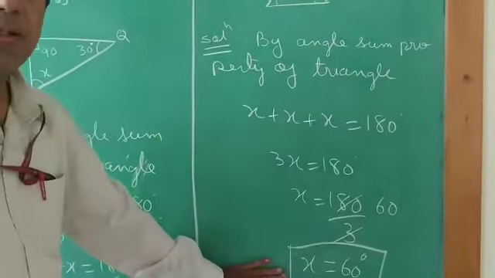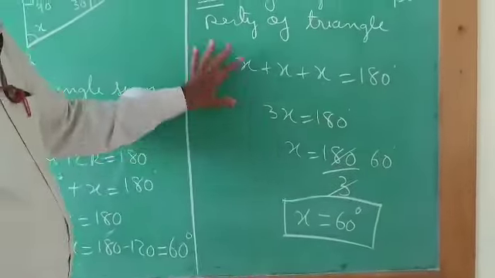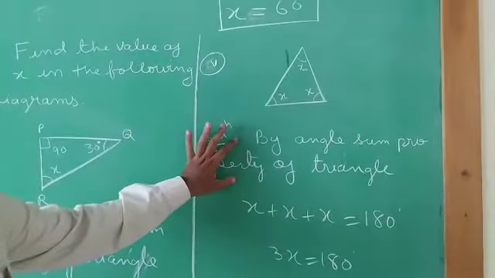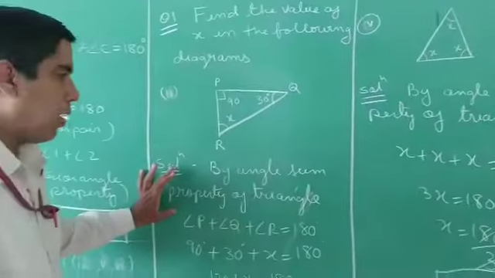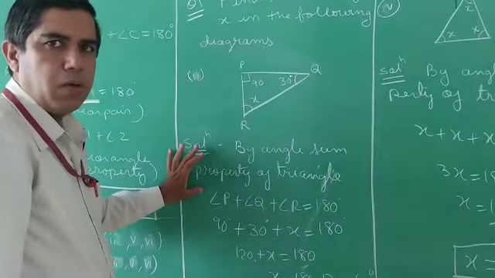You can see x I got is 60 degrees. Here I used the angle sum property of a triangle. Here also I used the angle sum property of a triangle.